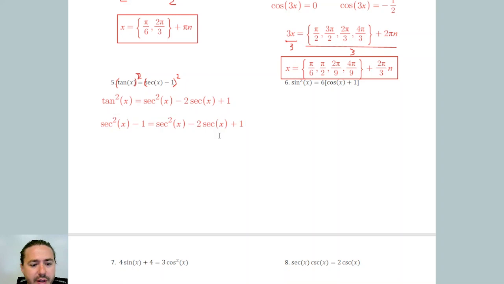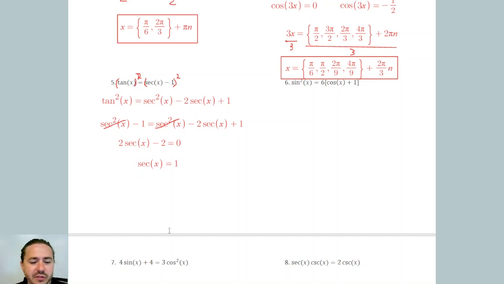Okay, so now I've got this. I can subtract the secant squared x from both sides, and these two will cancel each other out. For the rest of it, I'm just gonna pull everything to the left-hand side so that I can set it equal to 0 and see where I'm at there. So I'm going to add 2 secant x to both sides, and I'm going to subtract 1 from both sides. So I get this, and then now I've got a nice little linear-ish equation to solve here. I'm going to add 2 and then divide by 2, and that's going to leave me with secant x equals 1.